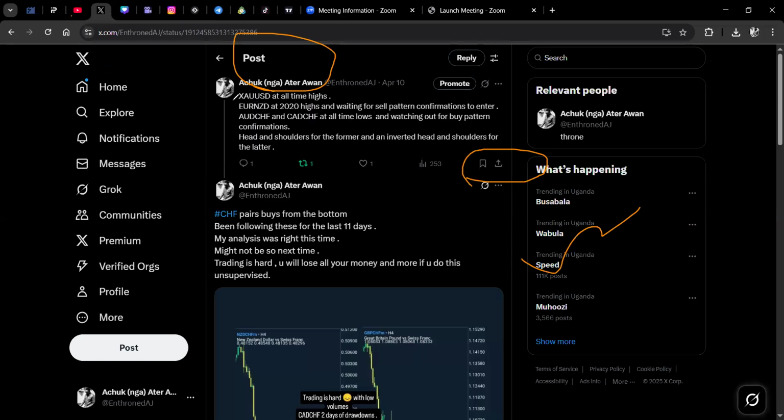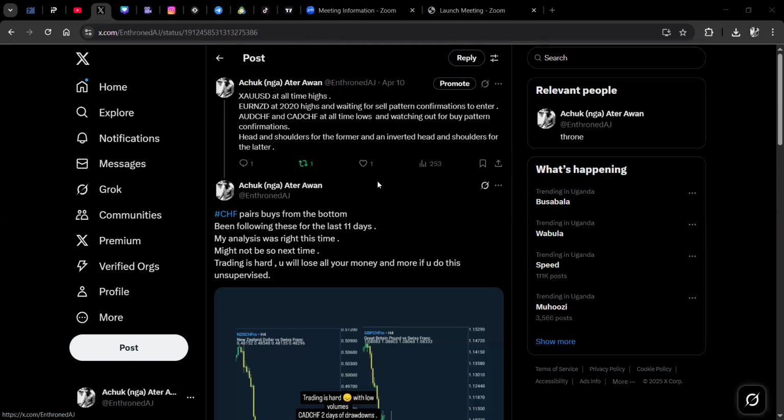So I tweeted that gold is at an all-time high, Euro New Zealand at the 2020 high. Unfortunately, I was not able to get the confirmation for the gold trade, so we didn't trade it. The same thing with New Zealand, we missed that trade, but we were able to now focus on AUD CHF and CAD CHF, and we got the trade.